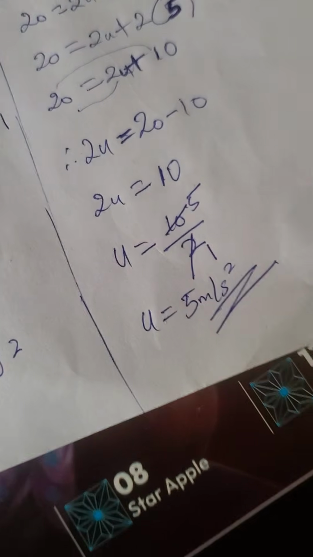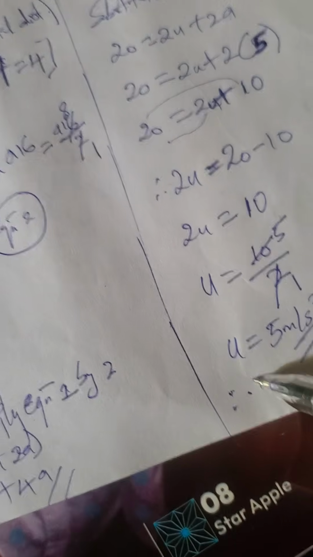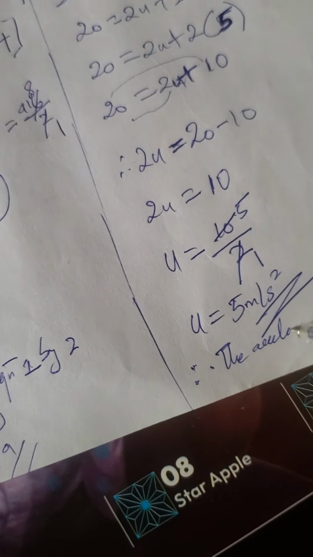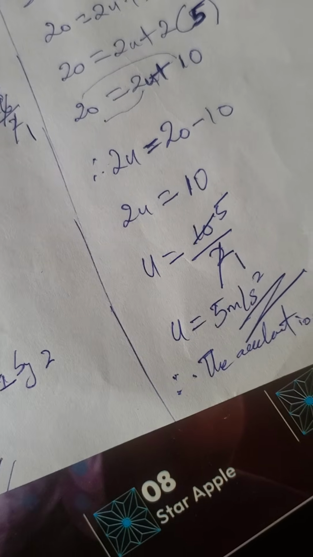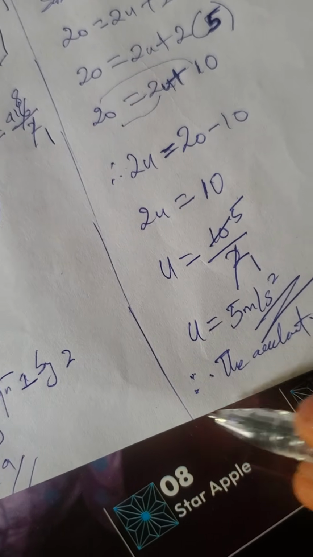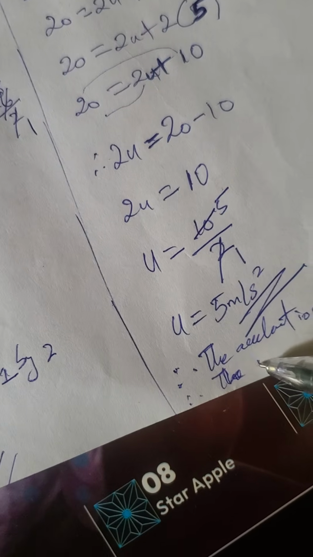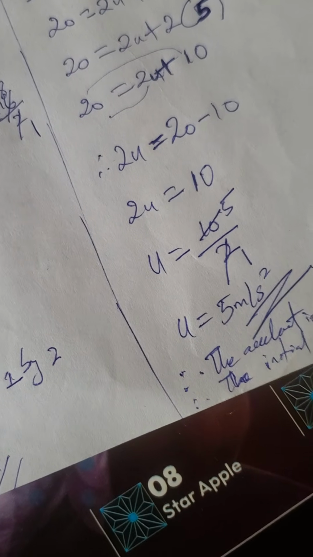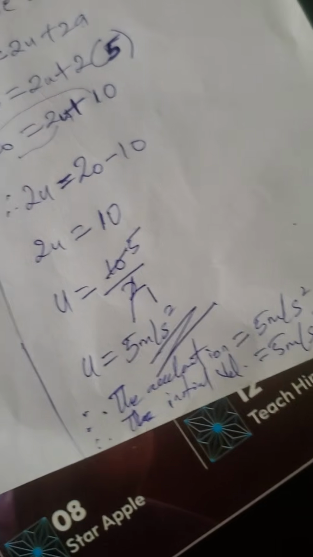So therefore the acceleration is 5 meters per second square, and also the initial velocity is 5. So this is the answer to that question which you guys were finding difficult to solve.